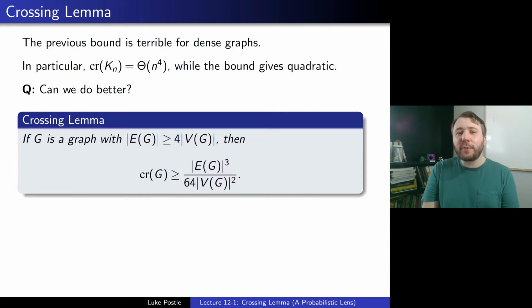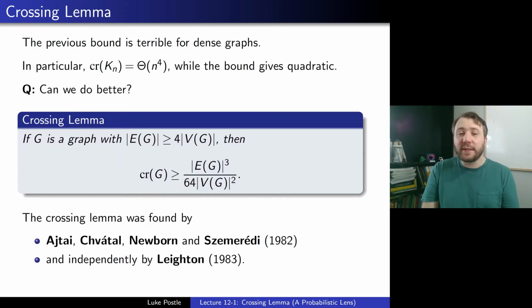So if G is a graph where the number of edges is at least 4 times the number of vertices, then the crossing number of G is at least the number of edges cubed over 64 times the number of vertices squared. You will note that if you plug in for Kn, where the number of edges is more like n squared, then this would indeed give you something on the order of n to the fourth. So this is much better for dense graphs. All right. So what do we know about this? Well, it was originally found by Ajtai, Chvátal, Newborn, and Szemerédi in 1982, and independently by Leighton in 1983.